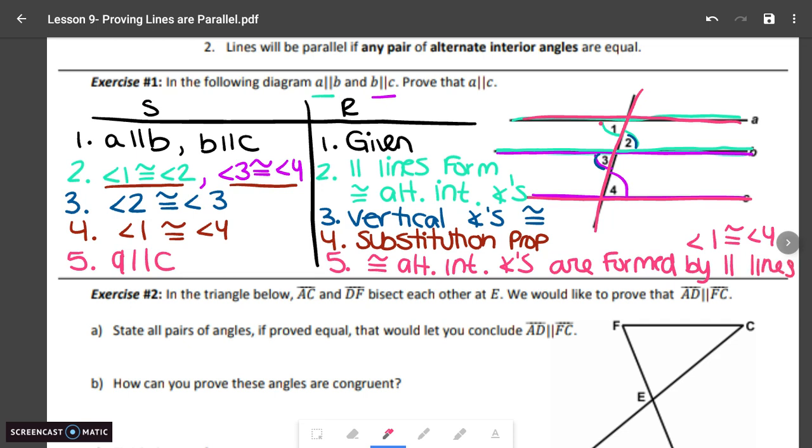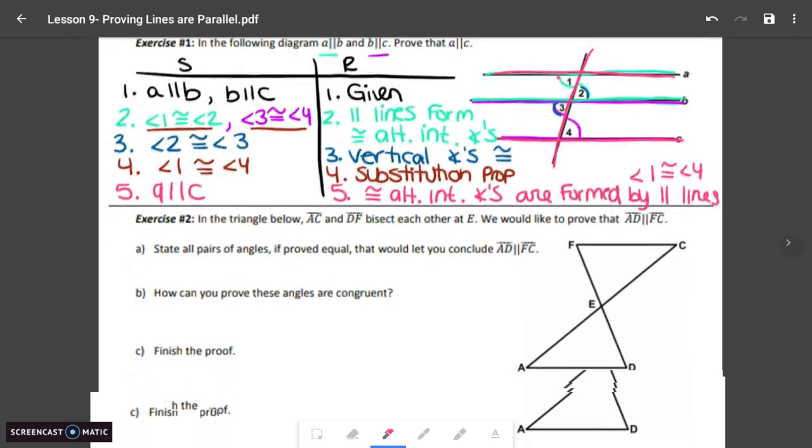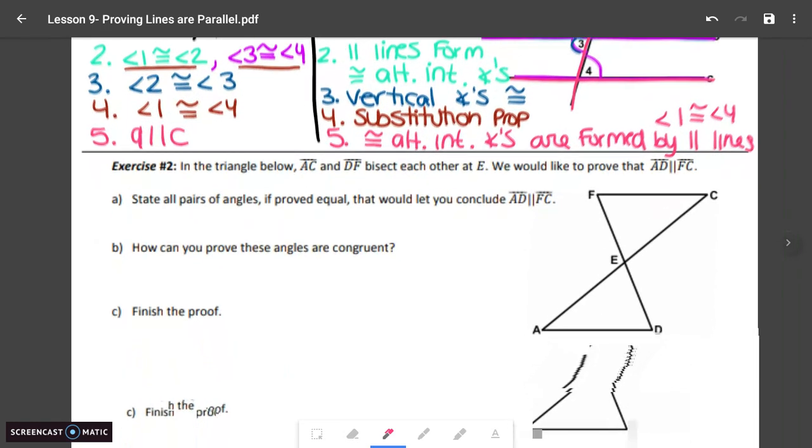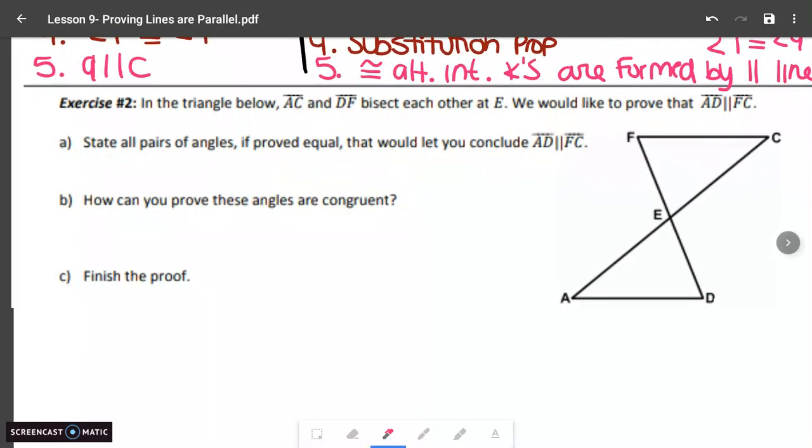Now that I've shown that A is parallel to C, we can use that every time. If I have 2 parallel lines and then another 2 parallel lines, if they're parallel to the same line, all 3 will still be parallel. There'll be no intersections. Let's use that a little bit further here. Now we can add it into our triangle proofs. So we have the triangles below.